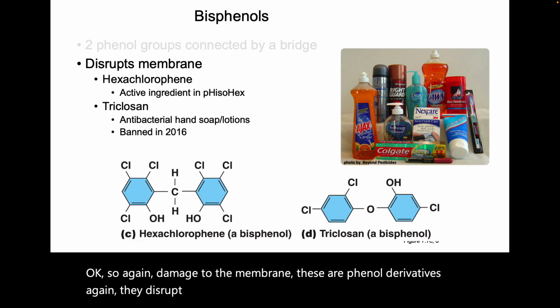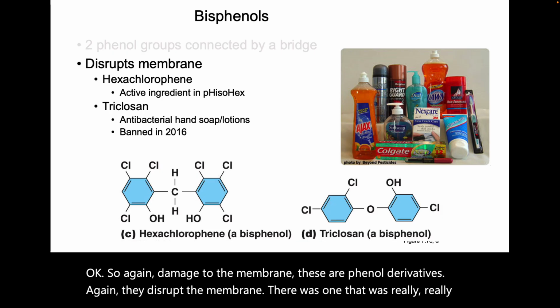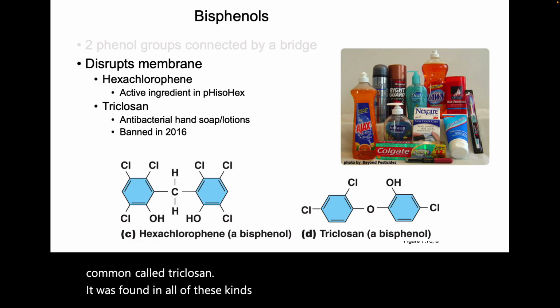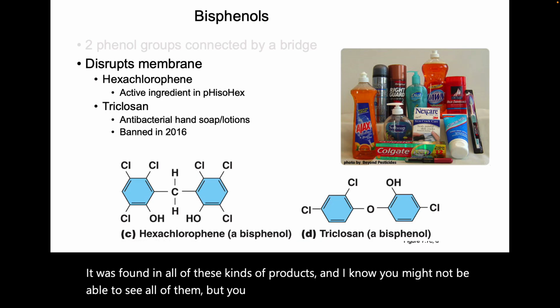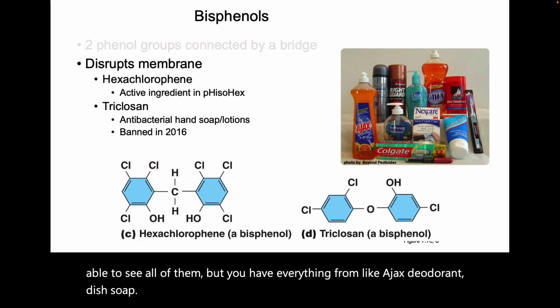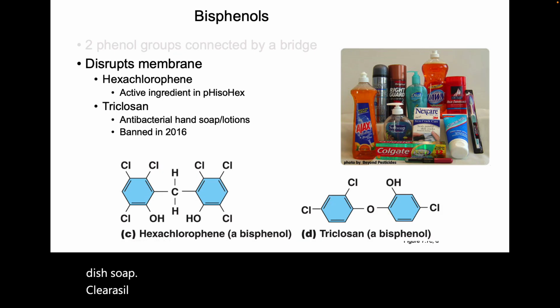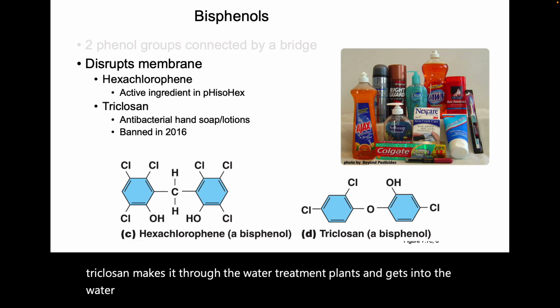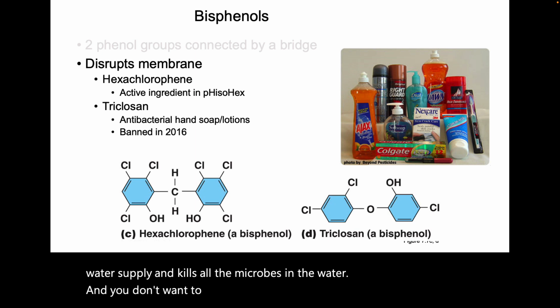There was one that was really, really common called Triclosan. It was found in all of these kinds of products. And I know you might not be able to see all of them, but you have everything from like Ajax, deodorant, dish soap, Clearasil, toothpaste, makeups. They all had this triclosan. It turns out triclosan makes it through the water treatment plants and gets into the water supply and kills all the microbes in the water. And you don't want to do that because you need microbes in the water. So we're not allowed to use it anymore.